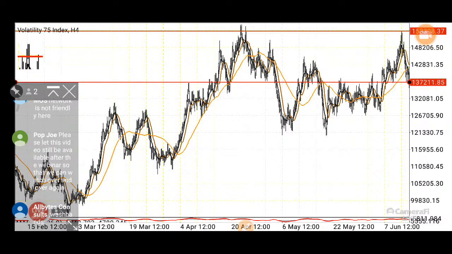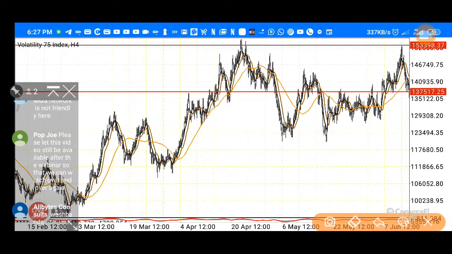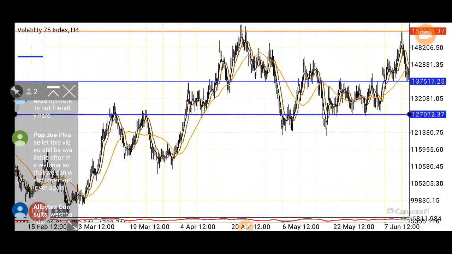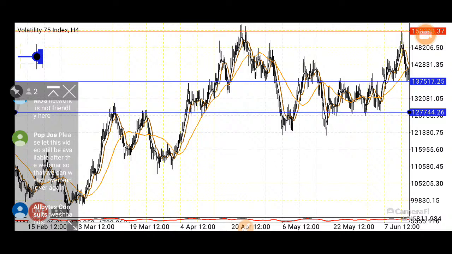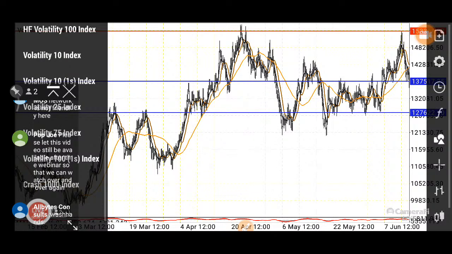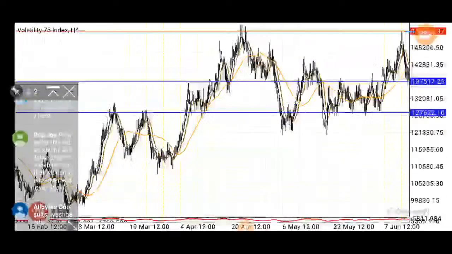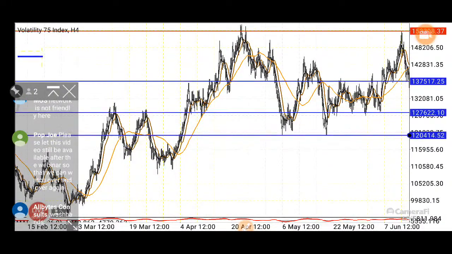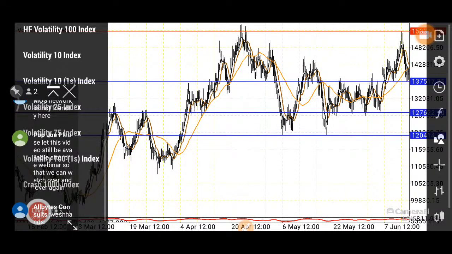There is a support here. So this support is serving as a resistance here. Support, resistance, support, resistance, resistance, support. There's another one. Another one here.